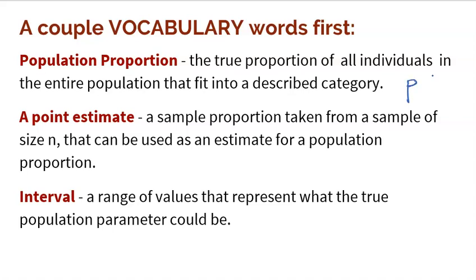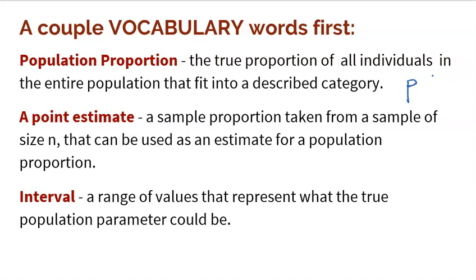Now, a population proportion is the true proportion of all individuals in the entire population that fit into a described category. So this would be the proportion of all people who own a Harley Davidson, the proportion of all gummy bears that are green, the proportion of all Skittles that are red. So again, this is a true proportion of all individuals, people, or objects in an entire population that fit into a described category. That's the number that we're trying to find in this unit.